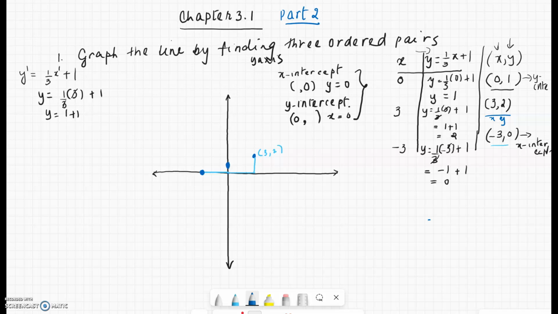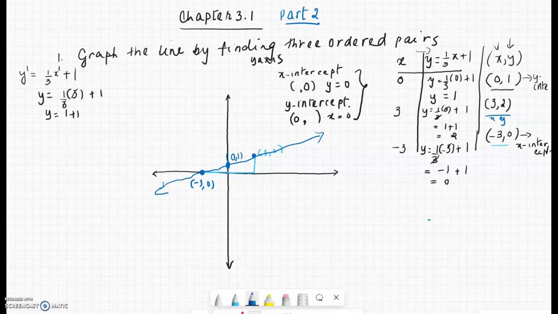So the 3 points on the graph are (-3, 0), we have (0, 1), and (3, 2). Now we join these points with a straight line. And that's the graph of the straight line.